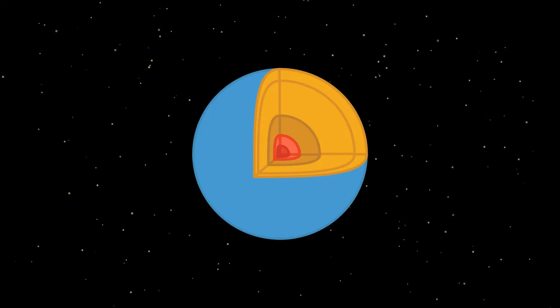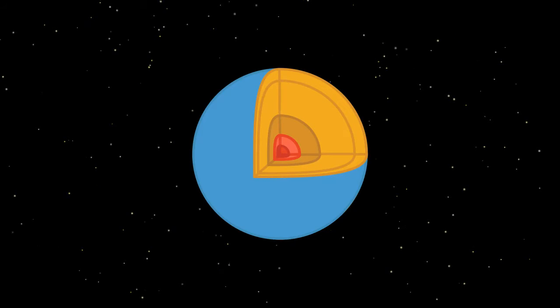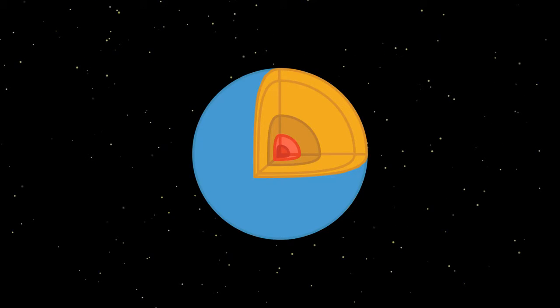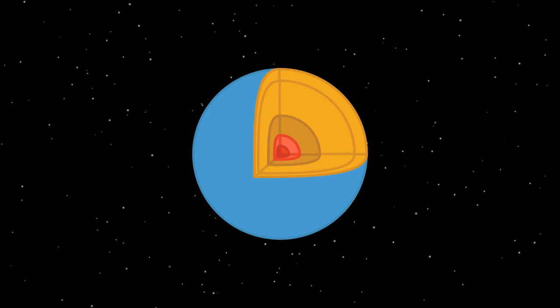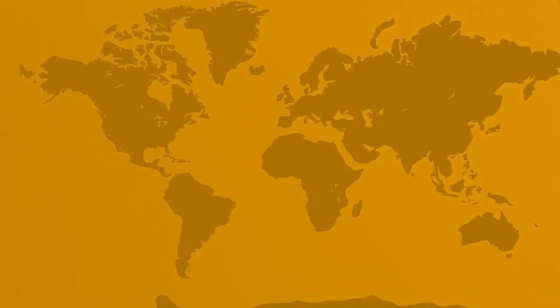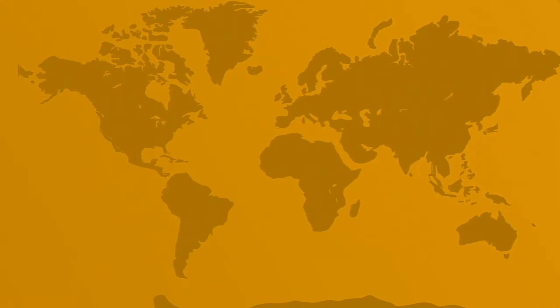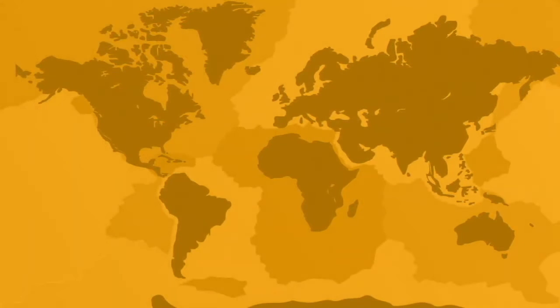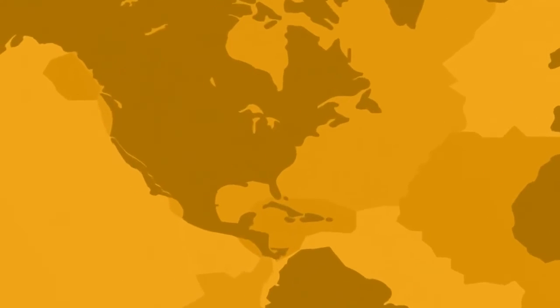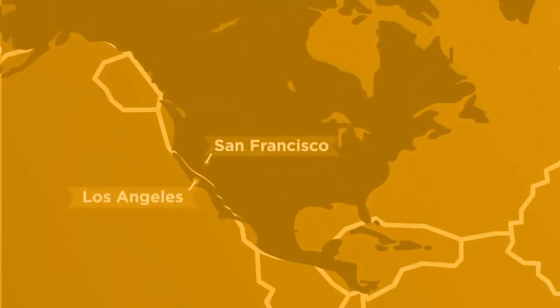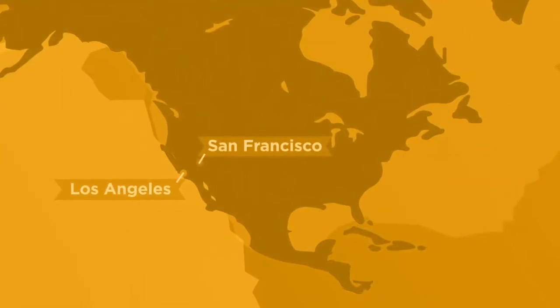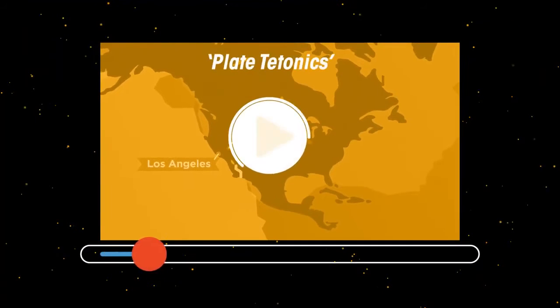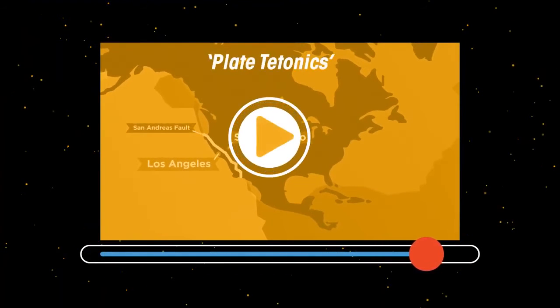We need to use something that will penetrate deep into the Earth and return information back to the surface. The Earth's surface is broken up into several tectonic plates, which are in constant, very slow motion. Earthquakes occur usually at the boundaries of these plates as they move against each other. Watch our video on plate tectonics.